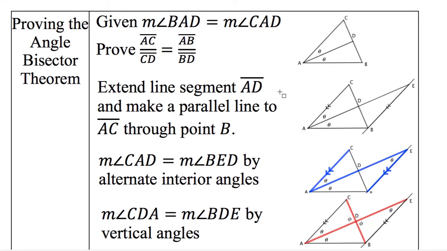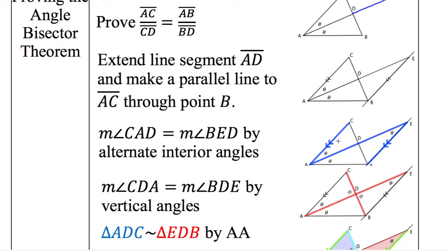Given that we have these two angles the same, somehow we need to prove that that proportion is the same. How can we do that? The first thing I do is extend this line out, and then I make a parallel line that goes through B right here to get this shape. So now this line, BE, is parallel to this line segment AC, and I still have this extended line. So by alternate interior angles, this angle and this angle are the same.